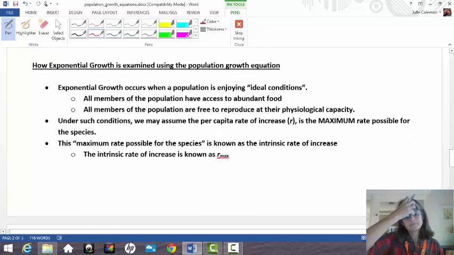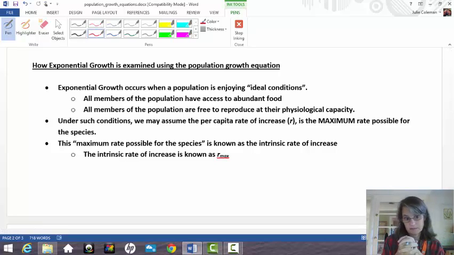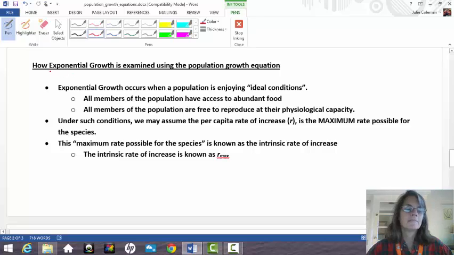Now, this is where we really get to plug into what is probably going to be used most for you in terms of population problems. The two types of growth rates, exponential growth and then growth when we hit carrying capacity, okay? So how do we examine exponential growth when we look at population growth, okay?